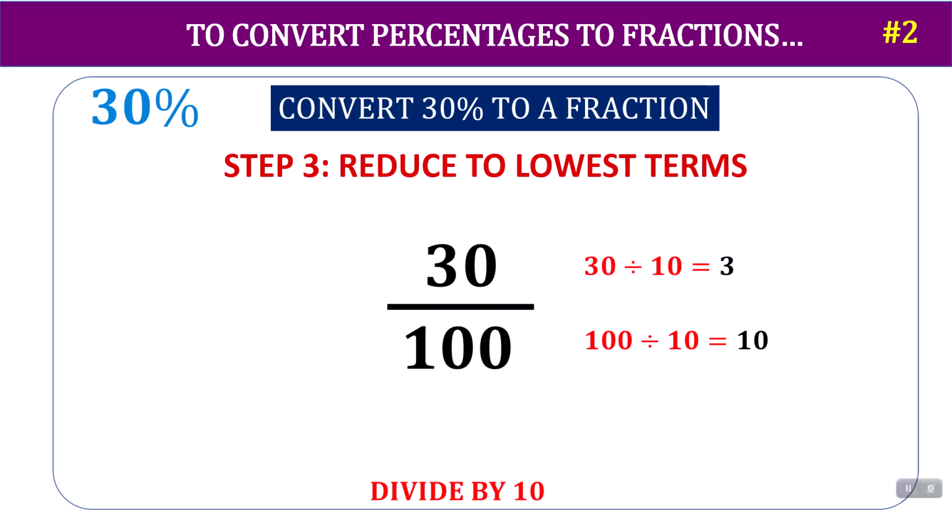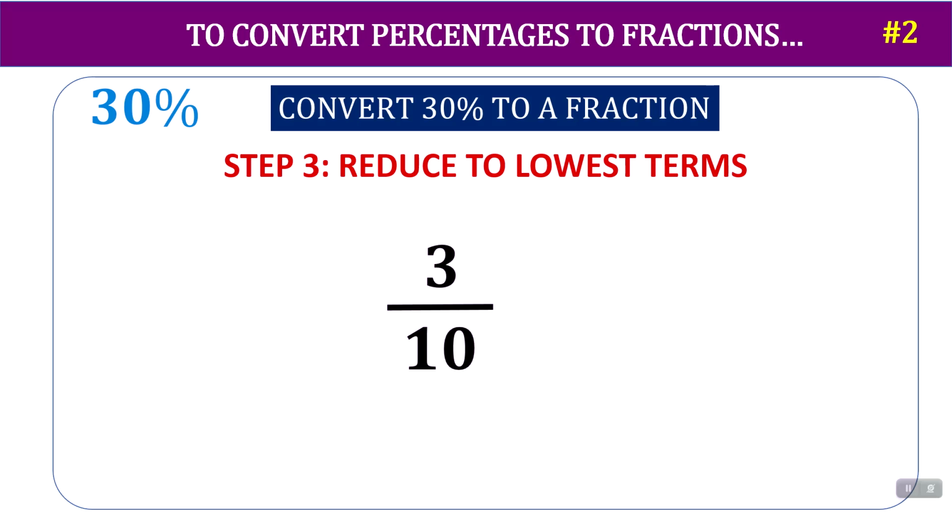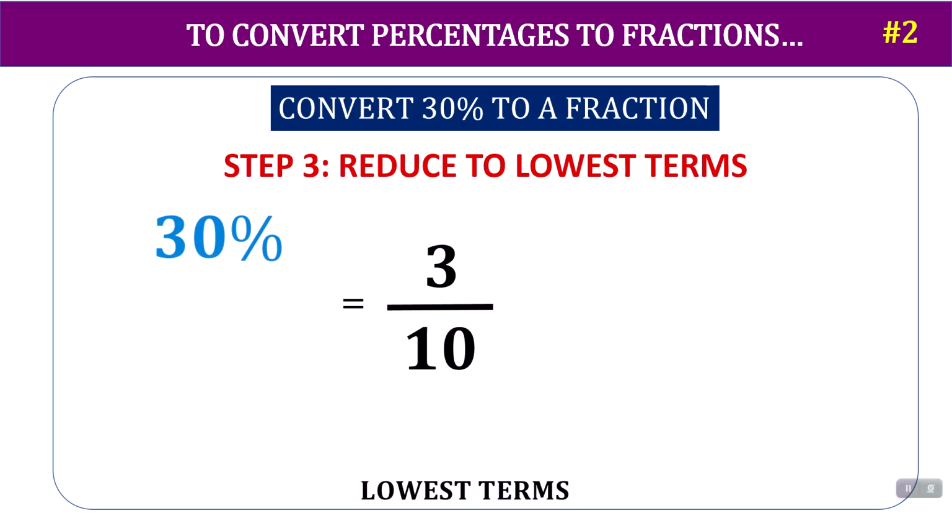And anytime we see a fraction where the end digit is 0 in both the numerator and the denominator, we can divide them both by 10. And it's easy to do that by just crossing off the 0 on the top and the bottom. And now we're left with 3 out of 10. And that is in lowest terms. So 30% as a fraction is 3 out of 10.